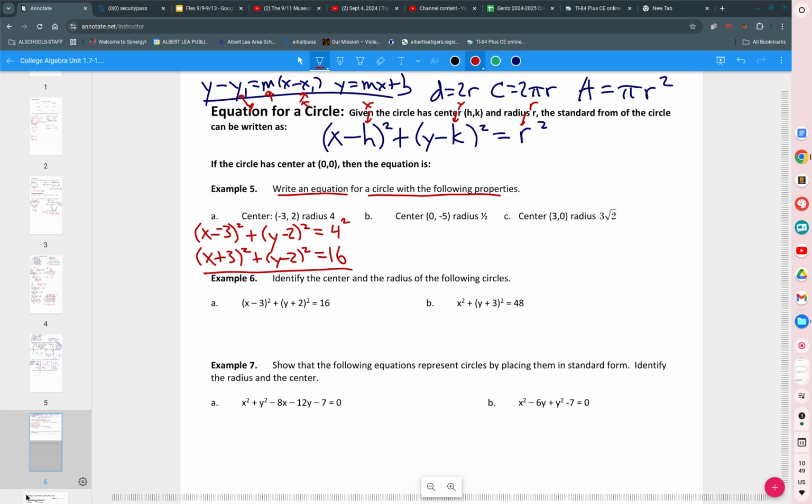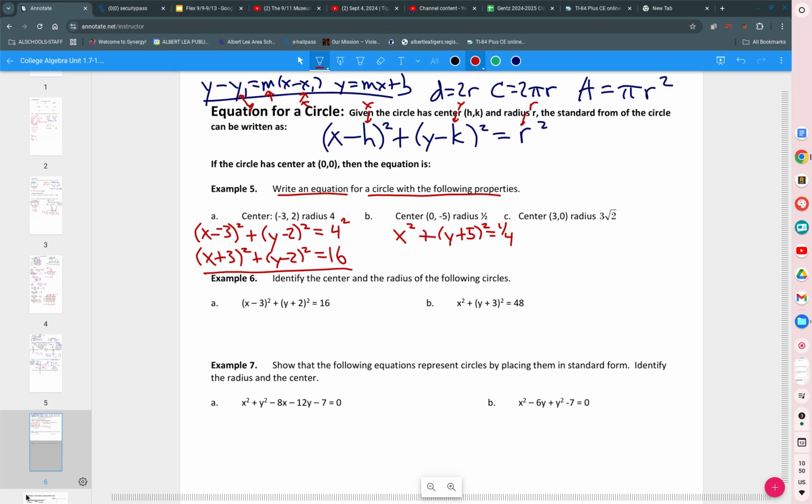So look at the next one. You tell me. The center, the x value is 0. So how do you think our formula starts out? x minus 0, which is just x. So it's just x squared. And then the y value is -5. So is it going to be y plus 5 or y minus 5? y plus 5. Yep, the opposite. And then the radius is 1/2. We have to square that. What's a half times a half? Good.